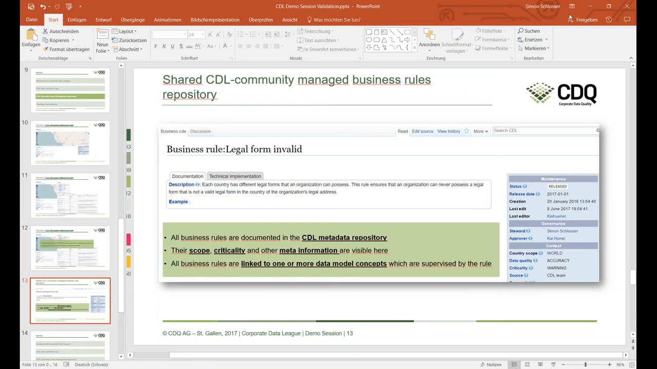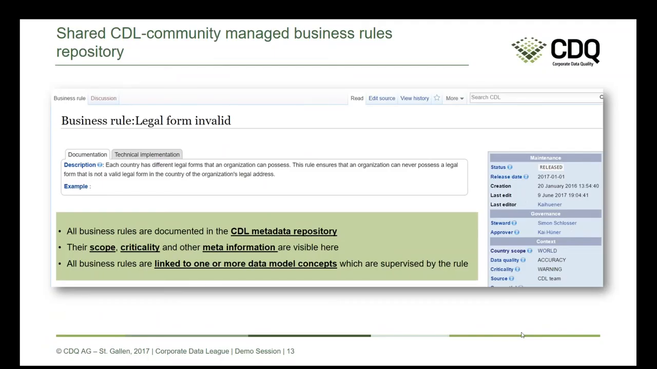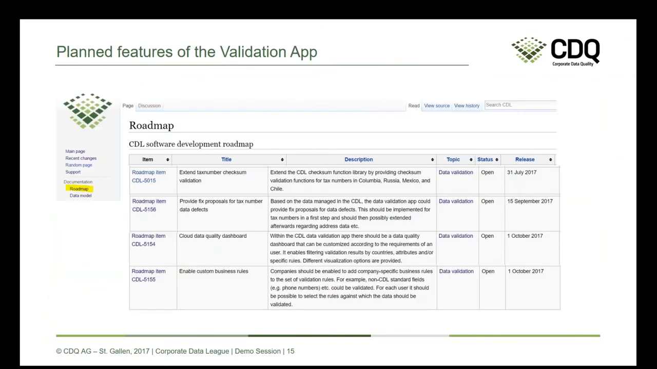So going back here to our slide deck, I'd like to give you some outlook on our planned features of the validation app. You saw how it works, that you can select databases, that you get some simple validation report, and that you also get a simple cloud data quality dashboard within this Excel.